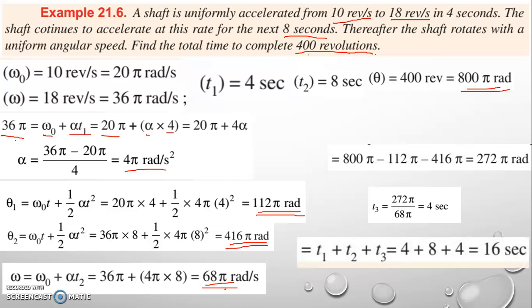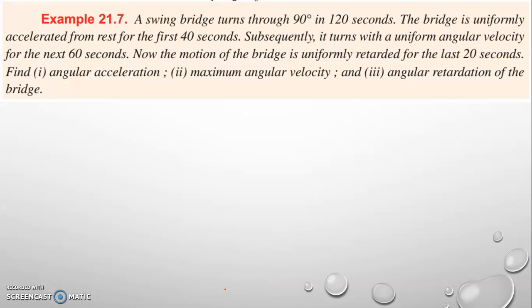So total time duration is equal to 4 plus 8 plus 4, 16 seconds. Okay, we'll go to our next problem. A swing bridge turns through 90 degrees in 120 seconds.